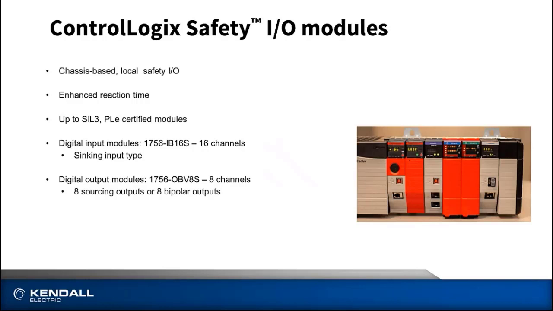In terms of the channels, the IV16S is a 16-channel safety input module, and the OBV8S is an 8-channel safety output module. Notice the OBV8S is designated identically to the 5069 OBV8S. So this module shares the same features in that we have the ability to configure this module for sourcing outputs or bipolar outputs. And also notice the red color of the module to make it easy to distinguish that these are safety rated modules.